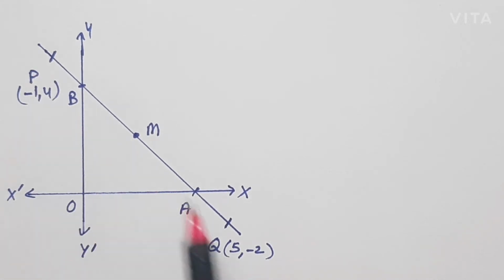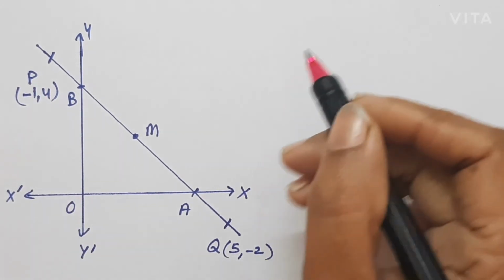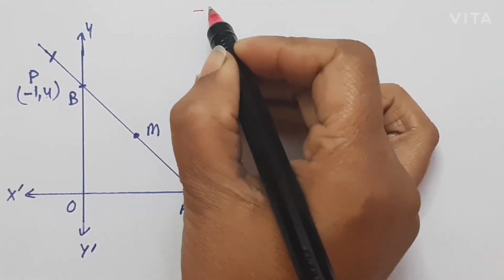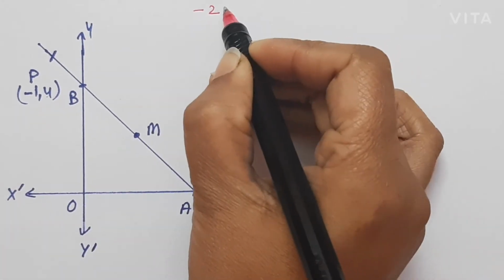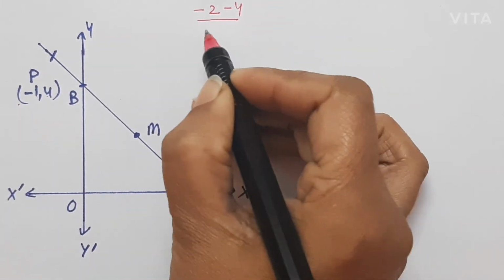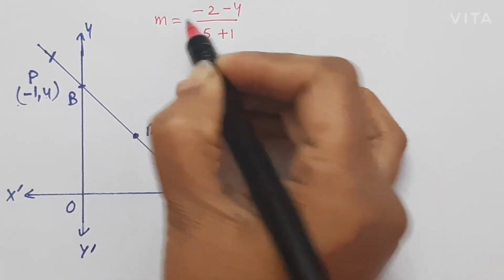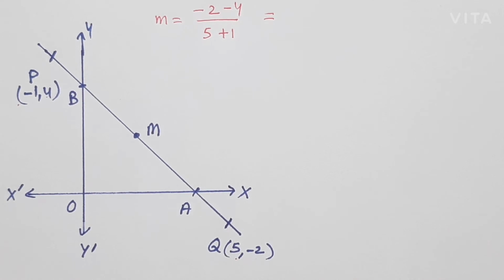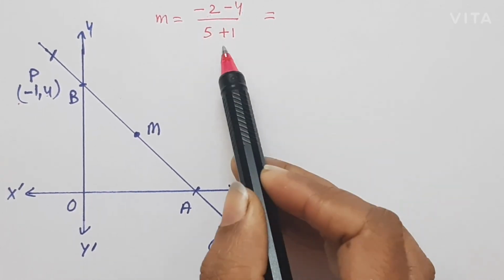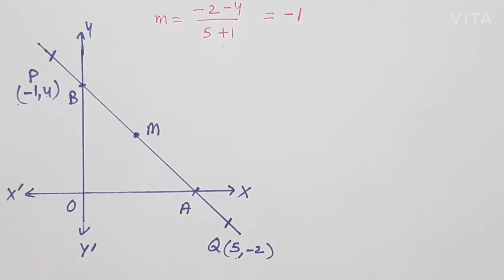So let us find the slope of PQ first. Now we know how to find slope, that is (y2 - y1), which is -2 minus 4, upon (x2 - x1), that is 5 plus 1. Now this is how we can find the value of m. So what will m become here? m is, now -4 and -2 is -6, upon 6. So it will become -1. So this is how we find the slope.